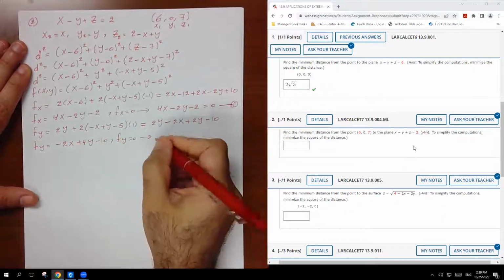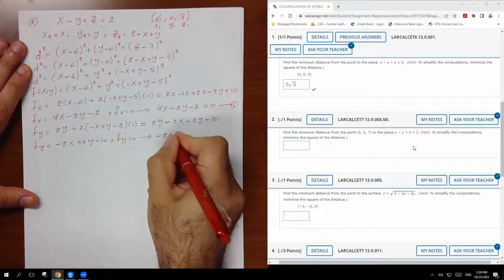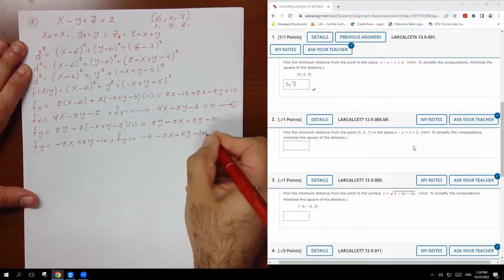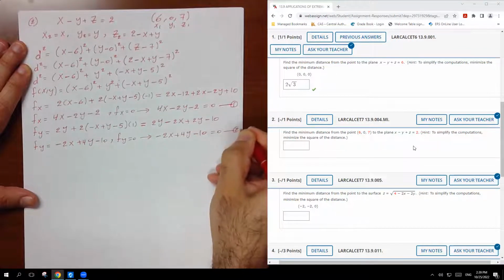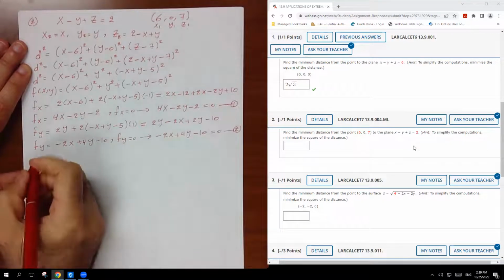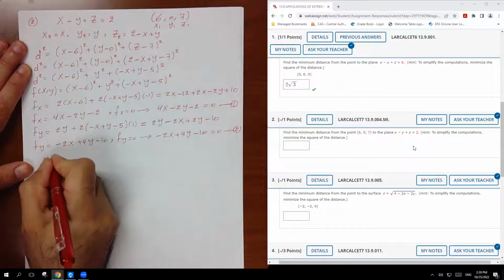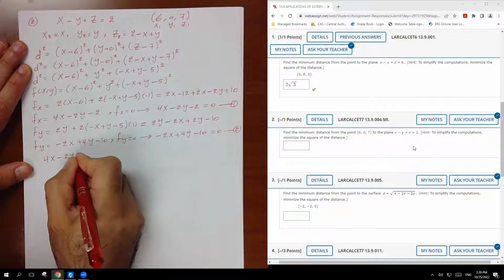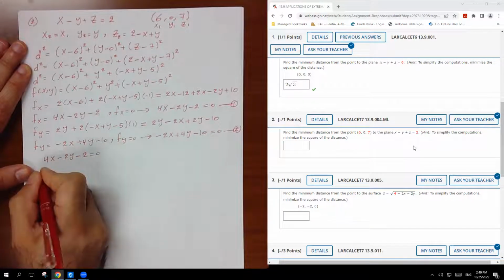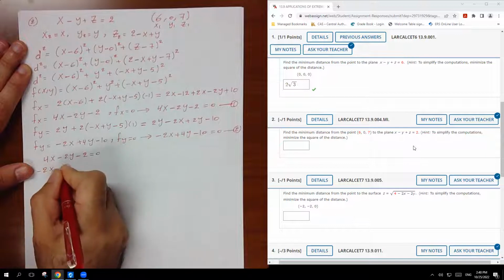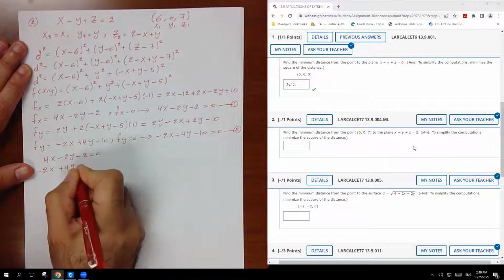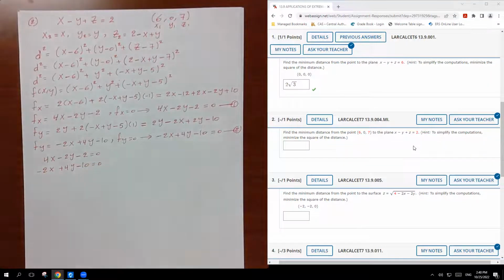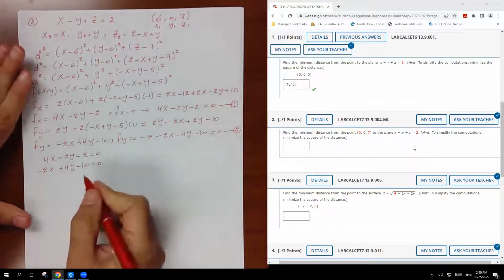That means we're going to get negative 2x plus 4y minus 10 equals 0. This is the second equation. Let's write down these two equations here so we can work on the system. 4x minus 2y minus 2 equals 0. And the second one is negative 2x plus 4y minus 10 equals 0. Now we need to solve this system. So we're going to multiply the second one by 2.